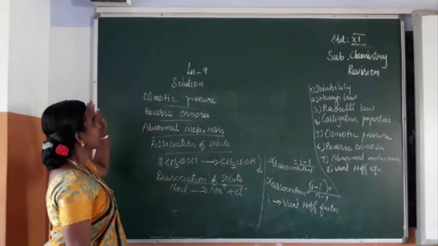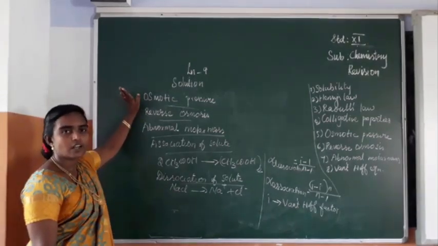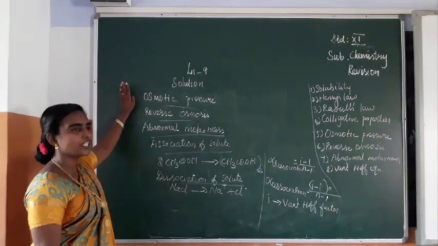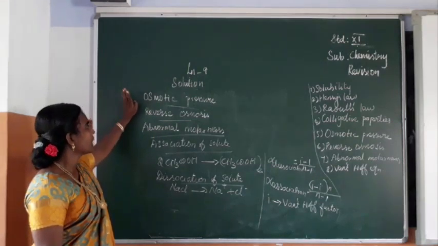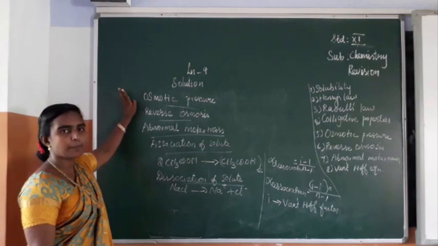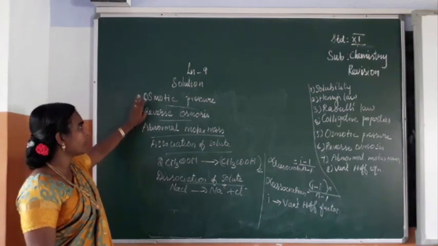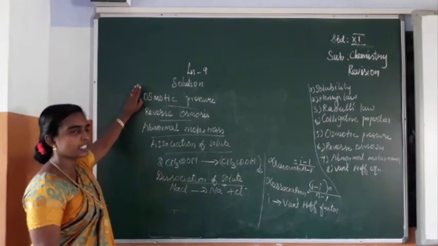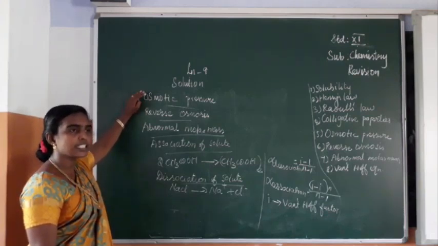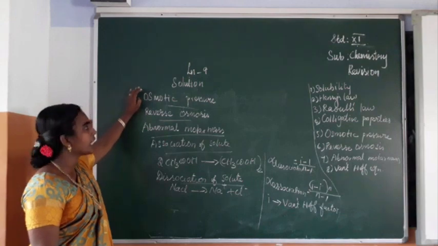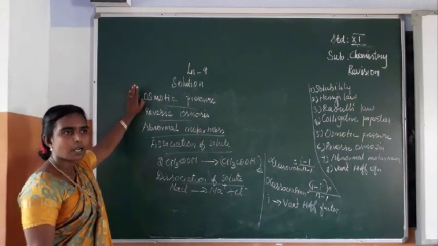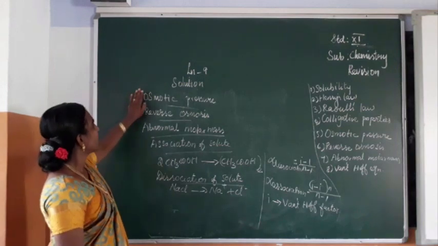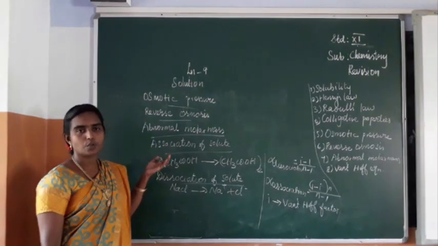So next, we have seen there are four important colligative properties. The first one is relative lowering of vapor pressure. Next, depression in freezing point, elevation of boiling point, and osmotic pressure. The major use of these four properties: they will not depend on the nature of the solute particle, but the important application is they are used to find out the molar mass of the solute.